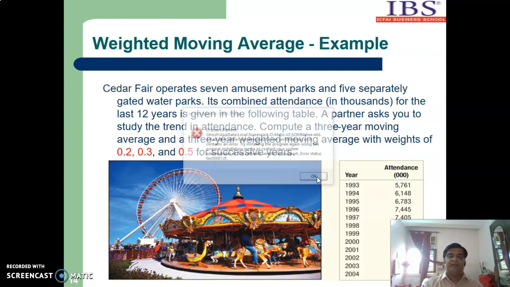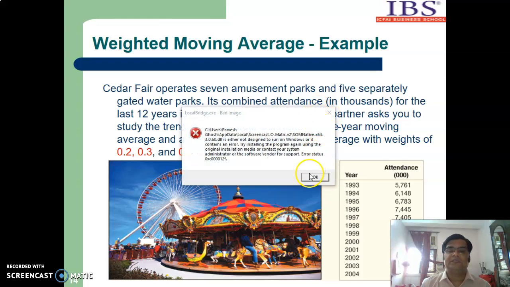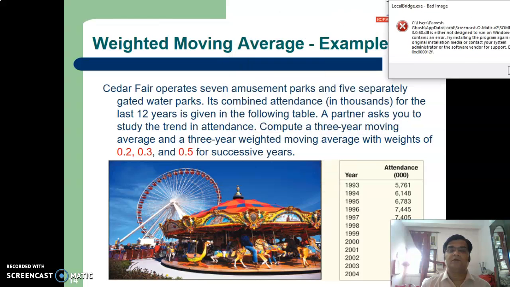So I have taken a data here. You can just go through this data. This is the yearly data of an amusement park, and these are the attendance data. You can see in the year 93, the attendance was 5,761. In the year 94, the attendance was 6148. In the year 95, the attendance was 6783. So this is the data.